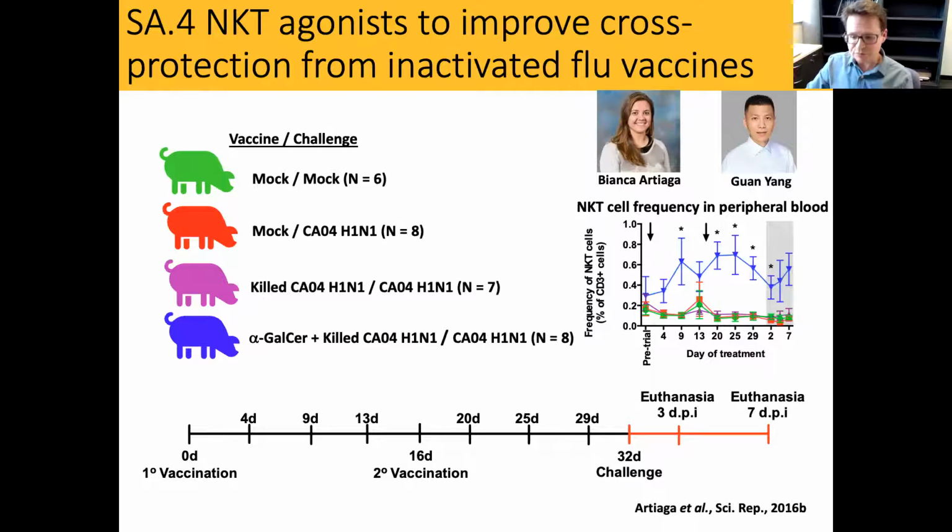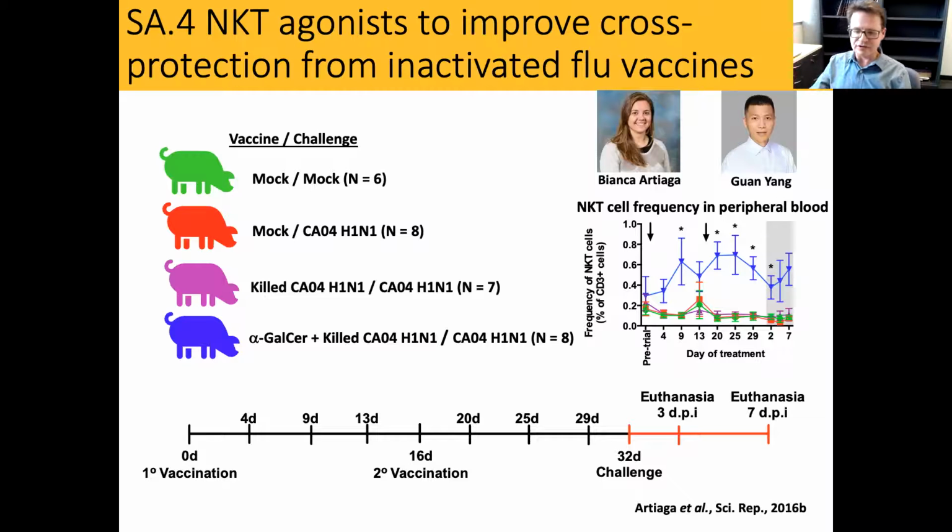So on to the next topic I want to talk about, and that's testing whether NKT cell agonists like alpha-GalCer can be used as an adjuvant for inactivated influenza vaccines. So adjuvants are substances that we use to boost the scale, the scope, or the quality of an immune response elicited by a vaccine. So the problem with inactivated flu vaccines, like the common flu jab we all get, is that they're usually pretty ineffective at generating cross-protective immunity against viruses that are not in the actual vaccine cocktail.